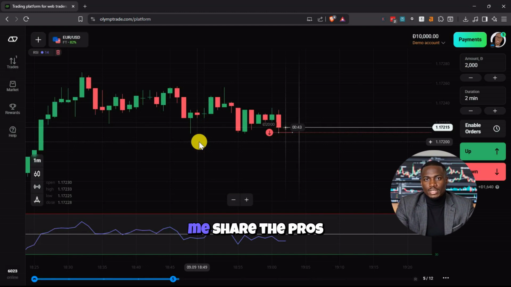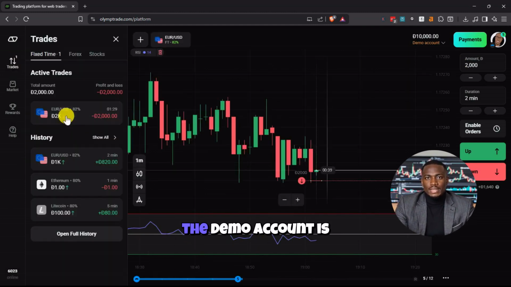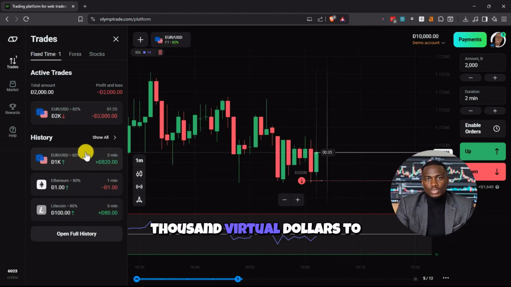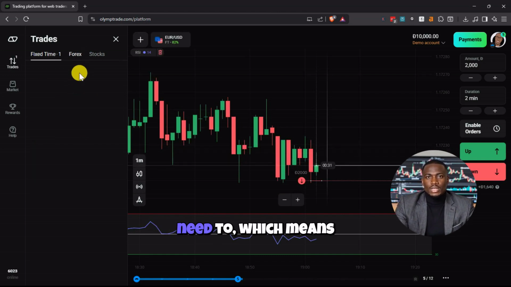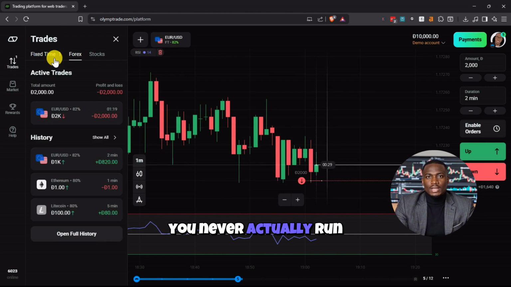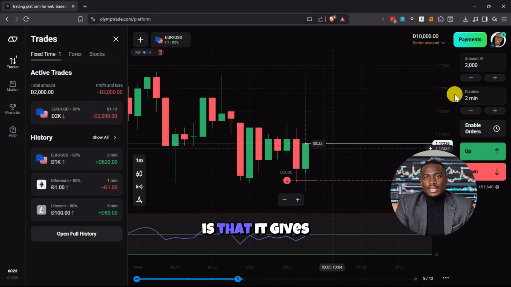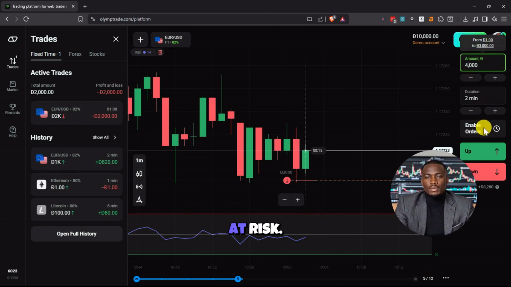Before I wrap up, let me share the pros and cons I noticed. On the positive side, the demo account is completely free and it comes loaded with 10,000 virtual dollars to practice with. You can also reset the balance whenever you need to, which means you never actually run out of practice money. The platform itself is quite simple and beginner-friendly, and the best part is that it gives you a safe space to build real confidence without putting your money at risk.